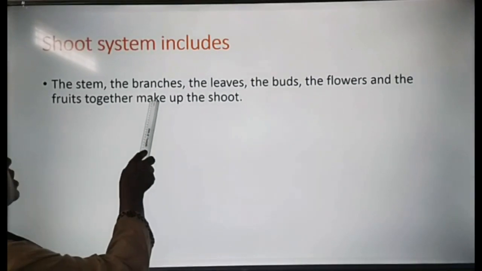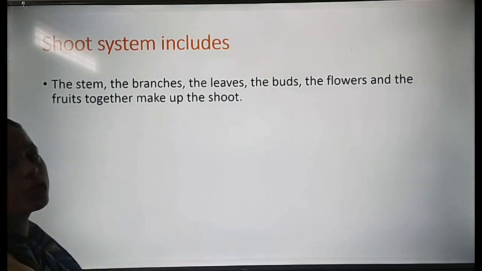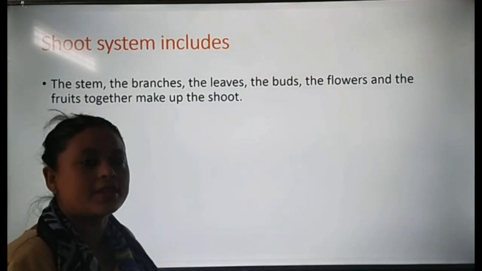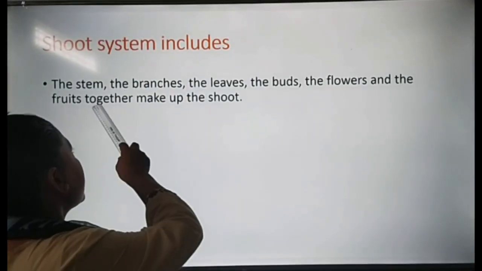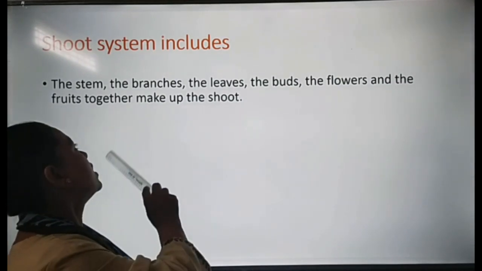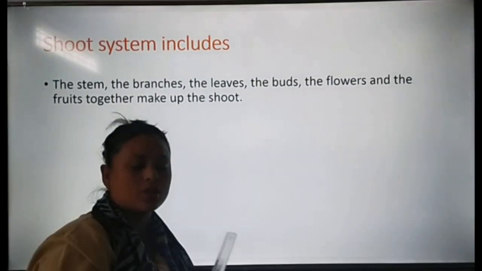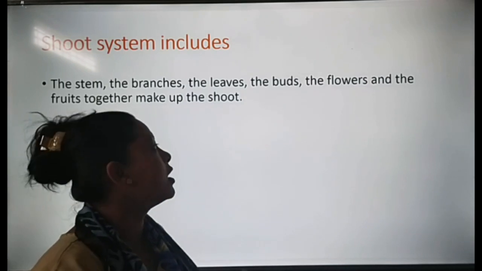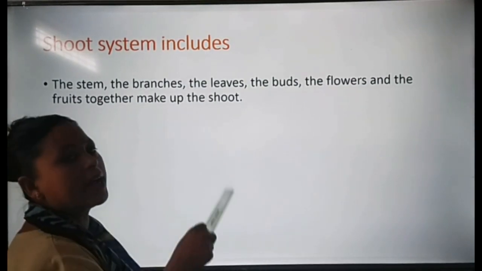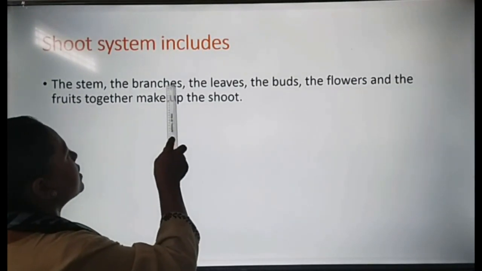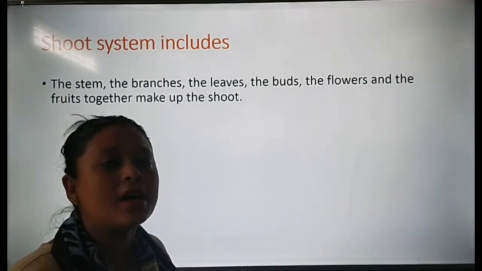The stem, the branches, the leaves, the buds, the flowers and the fruits together make up the shoot. So what comes under the shoot system? What are the parts of the shoot system? One is the stem of the plants, branches, leaves, buds, flowers and fruits, okay. So children, under the root system you only find roots, but under the shoot system you find the stem, branches, leaves, buds, flowers and fruits, understood, which is above the ground.